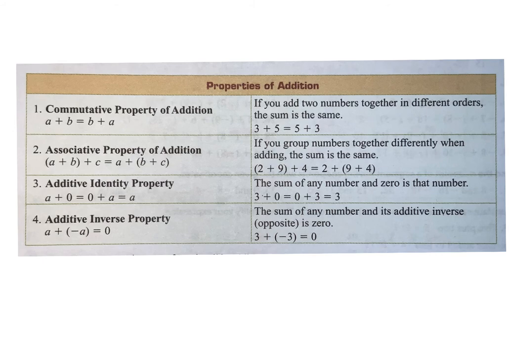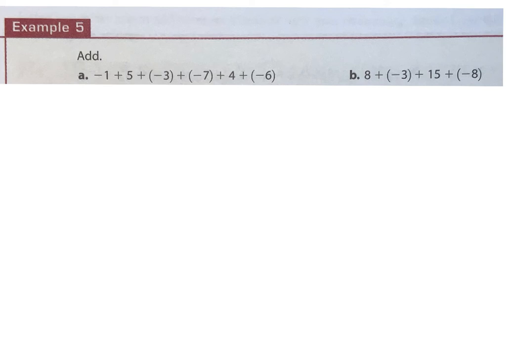So if you turn the page and you see the next one, they have added some numbers here. We have multiple numbers that we're adding. They have negative 1 plus 5 plus a negative 3 plus a negative 7 plus 4 plus a negative 6. Now you could go straight across and just be like add, subtract, whatever. Or you can group because it's all addition. And so what you'll find is it's sometimes easier to say, well, let me do all of my negative numbers and all of my positive numbers.